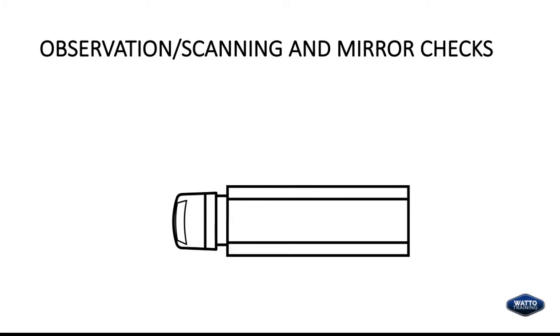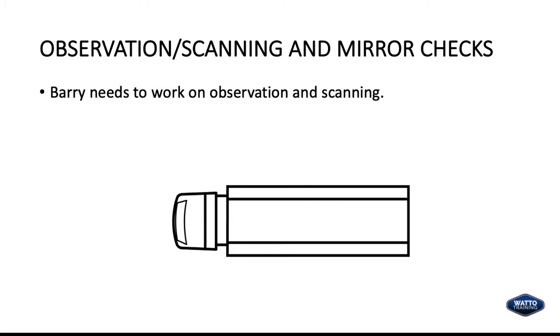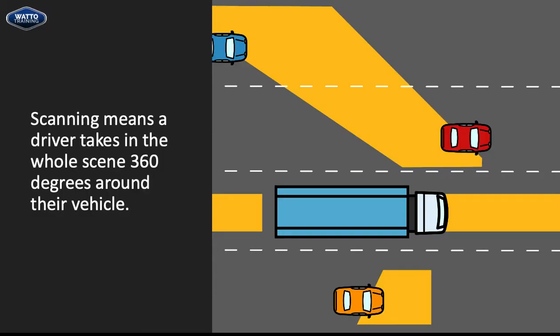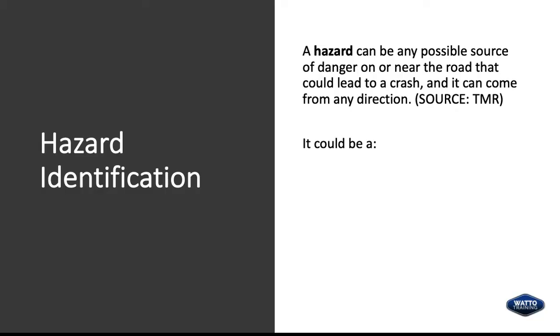I'd also be working on Barry's observation, scanning, and mirror checks. Barry needs to monitor the road environment in every direction as appropriate to the driving task. Scanning means a driver takes in the whole scene, 360 degrees around their vehicle. So again, work on system of vehicle control and work on a scanning routine. Now, Barry needs to work on his hazard recognition. That taps into both of those techniques.